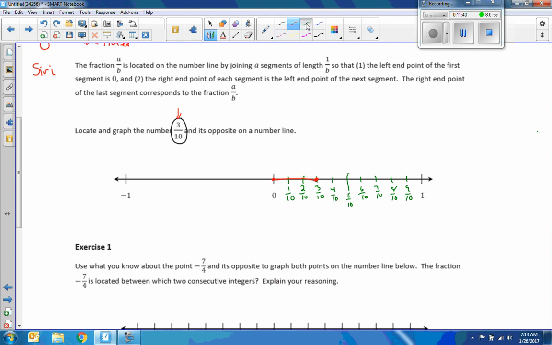Now what they're saying is on this number line, find 3/10 and its opposite. Well, the opposite would be the same thing on the other side. So here is 5/10. I'm just approximating this time. It's negative. And this would be 6, 7, 8, 9, trying to make them equal.